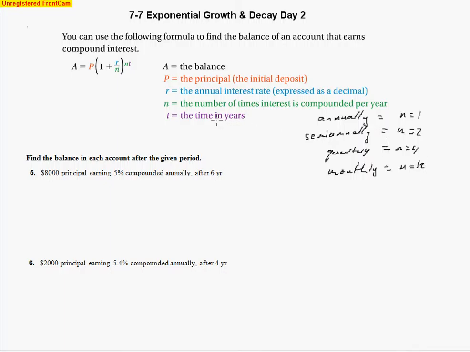Now time is always in years, so make sure yours is in years. Sometimes they try to trick you and they put it in 6 months, and so then you'd have to do half of a year, 0.5 would be the number there. So let's check out the problems that we'll see.